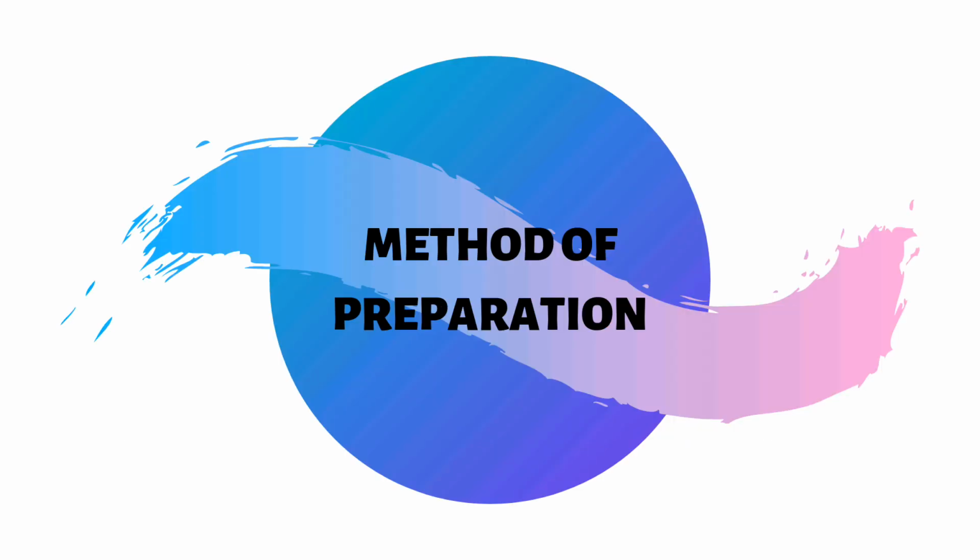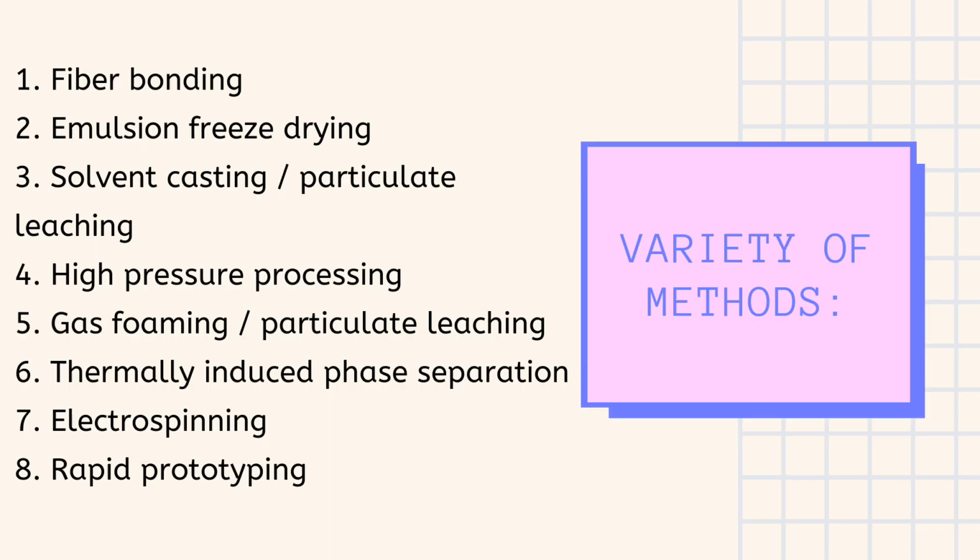Methods of preparation of scaffolds. First, fiber bonding. Second, emulsion freeze drying. Third, solvent casting. Fourth, high pressure processing. Fifth, gas foaming. Sixth, thermally induced phase separation. Seventh, electrospinning. Eighth, rapid prototyping.